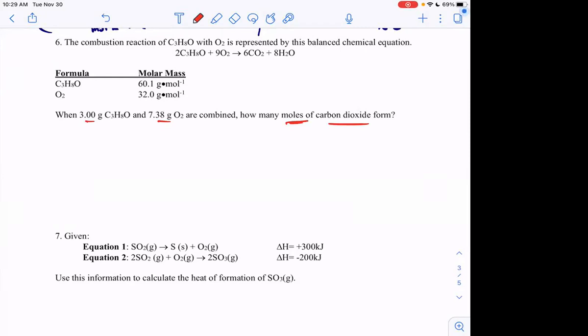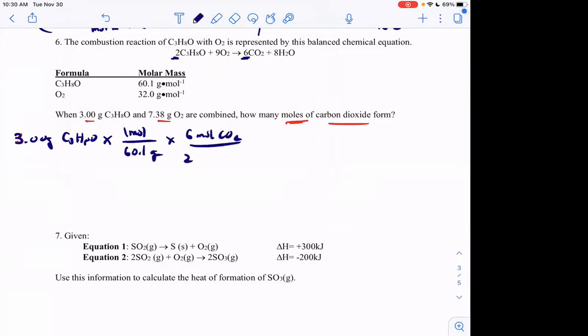So if I do 3.00 grams of C3H8O times mass of A to moles of A, I've got the molar mass, 60.1 grams in 1 mole. It's mass of A to moles of A. Moles of A to moles of B, I'm comparing this to this, 6 moles of CO2 for every 2 moles of the carbon compound. That'll give me that answer.